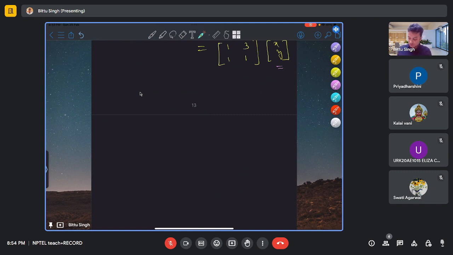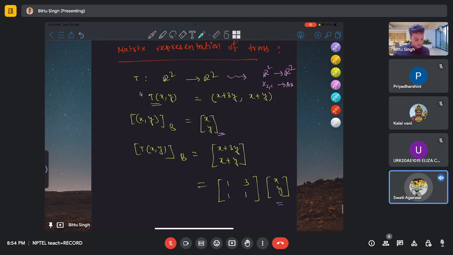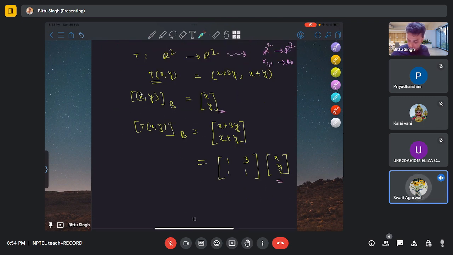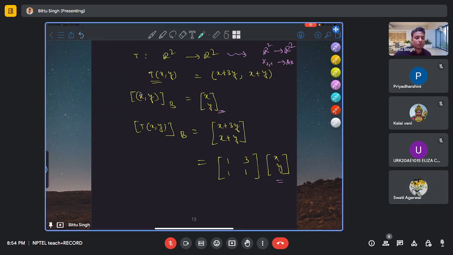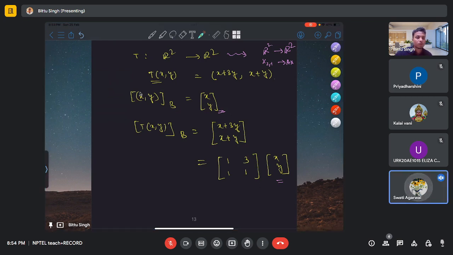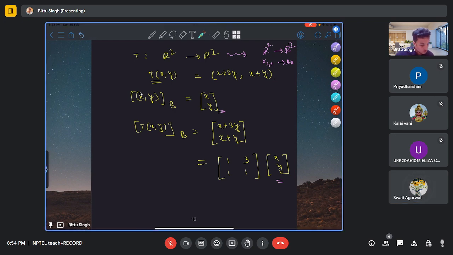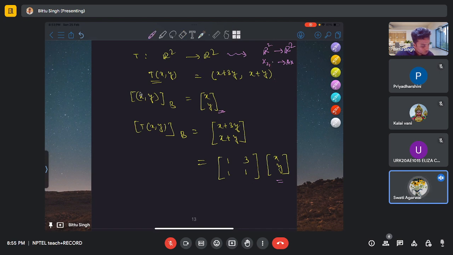So let us try an example. Can you please scroll up, just one thing I wanted to say? Yeah, here. So you wrote that R2 to R2 transformation goes to... Sorry, what is that, sir? 2 minus 1? No, it is 2 comma 1. Okay, okay.